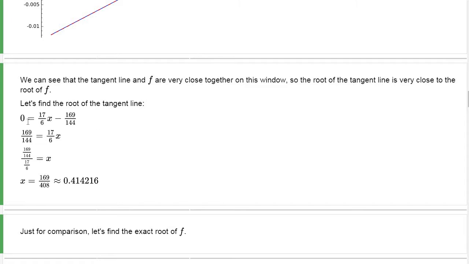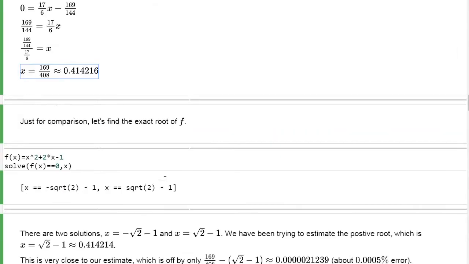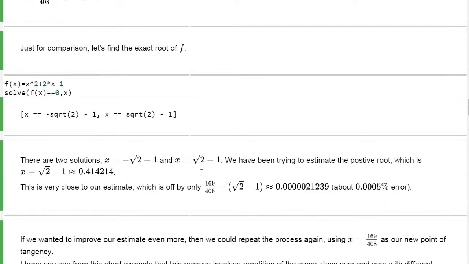So set y equal to 0 in the tangent line formula. This is the tangent line equation I got from Sage, and this is what I get, 169 over 408, which is roughly 0.414. Now here is the exact answer. It's the square root of 2 minus 1, which is roughly 0.414214.